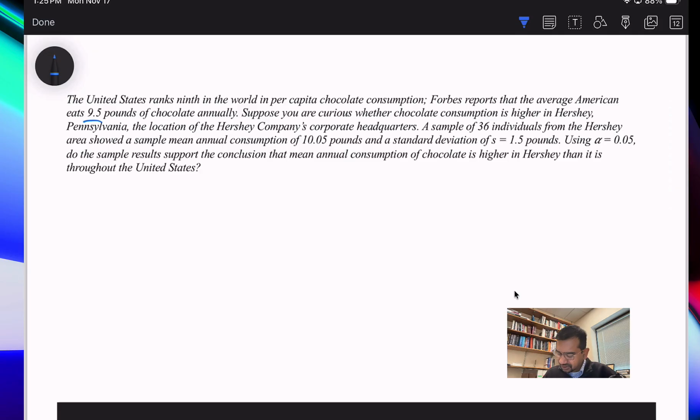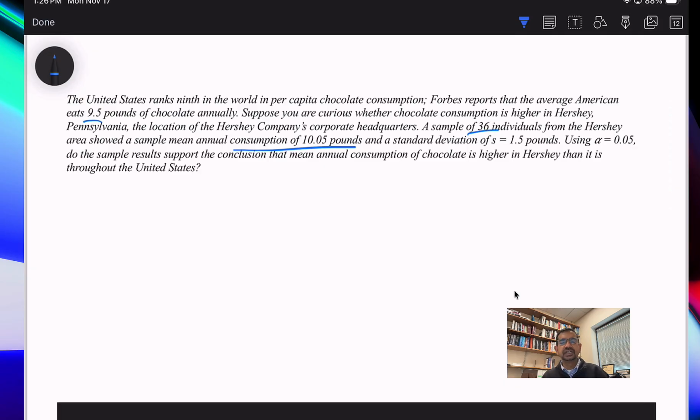So Hershey surveys a sample of 36 individuals from the province, and we find that the mean annual consumption of chocolate is 10.05. Now, on the face of it, 10.05 is greater than 9.5. Does that mean that citizens in Hershey on average consume more chocolate than the national average? We cannot conclude that.